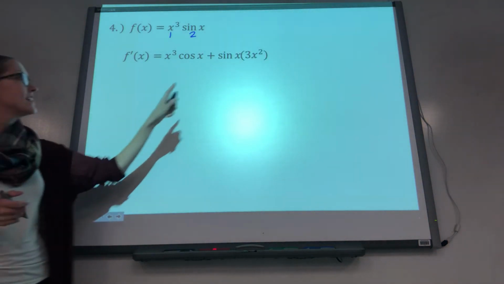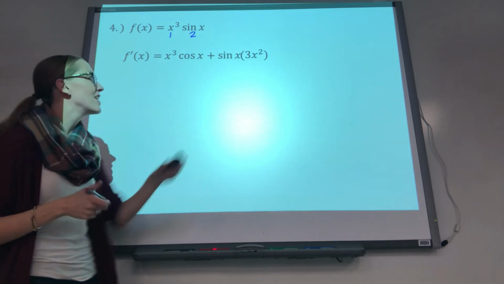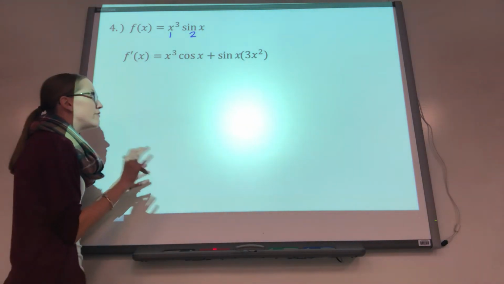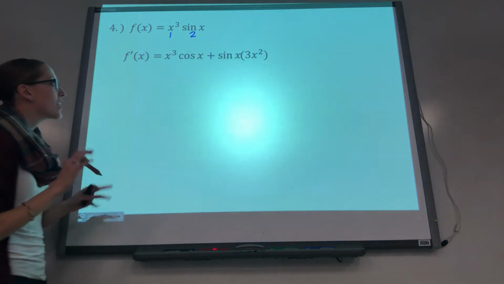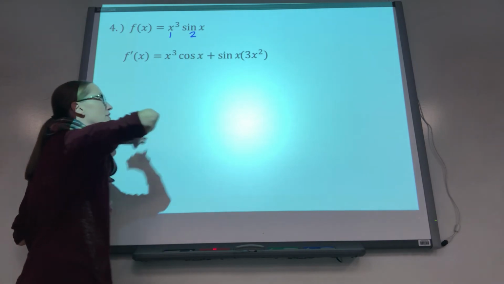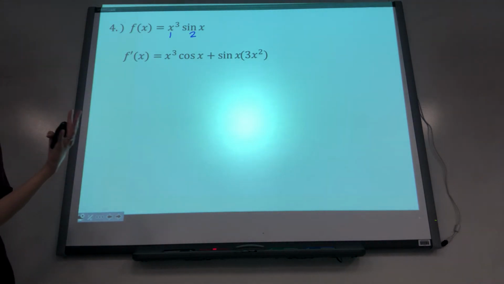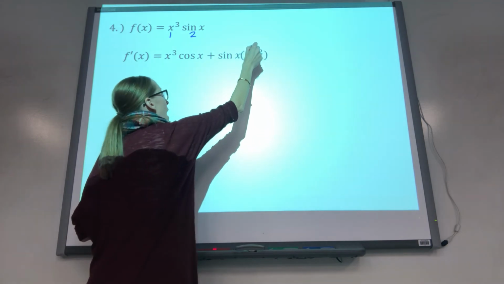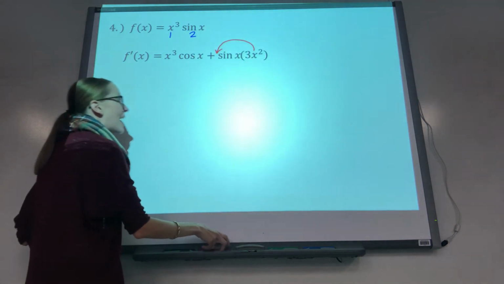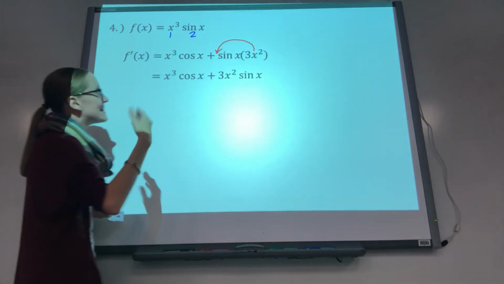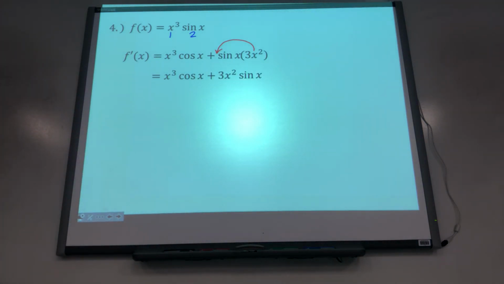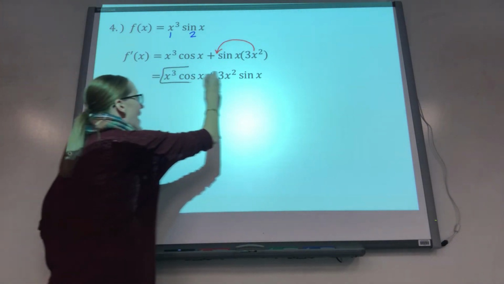But I do need to tell you something important about this part. It is tempting, very tempting, to multiply the x and the 3x squared, but the x is with the sine function and the 3x squared is not. So I would probably rearrange that order and again leave that part alone, but write that last part as 3x squared sine of x. That is simplest form if you want to just leave it like that.